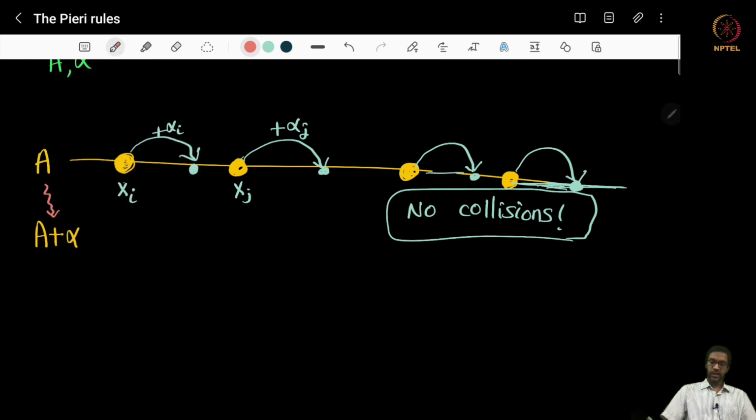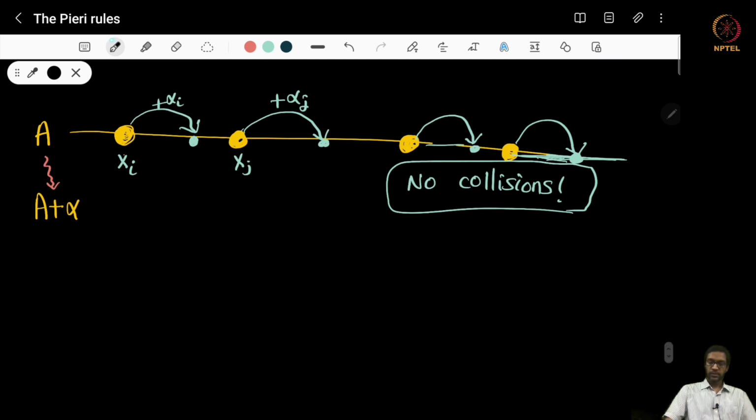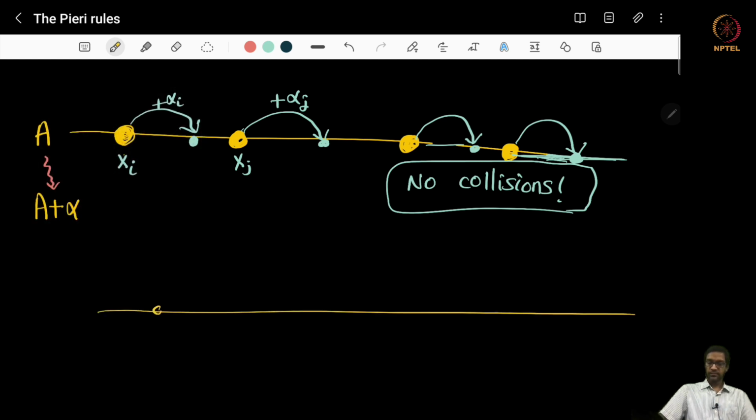Now here's a picture of a case with collisions. How else can things go bad? Again I draw the same thing. Here's my abacus. Observe that whether or not there will be a collision depends on both what the original abacus A is as well as what my alphas are. Alphas tell me how much I should move to the right. Now here's an example of a case with collision. Maybe for the first bead there is no collision, it comes here. But if the second bead is moved to this position, for example, then there is no way of doing this.